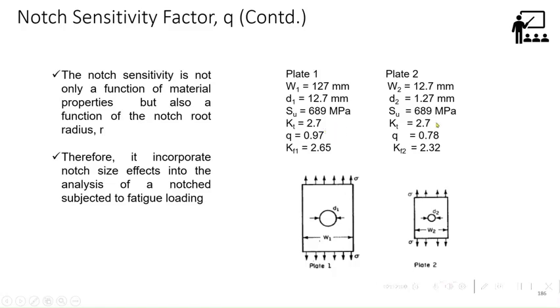So the second plate is 1/10 at one point, but the stress concentration factor remains the same because d by w, you are taking a ratio. So for a given d by w, Kt remains the same. So Kt is 2.7, 2.7. But if you work out with ultimate strength, because it is the same material, the q for plate 1 is 0.97 and q for plate 2 is 0.78. See, there's a difference. So your fatigue notch factor for plate 1 is 2.65, though the difference is hardly 0.33, but that all makes a difference in life prediction.